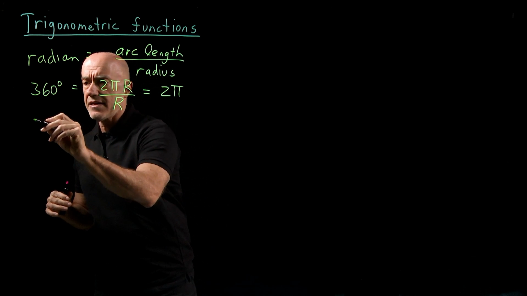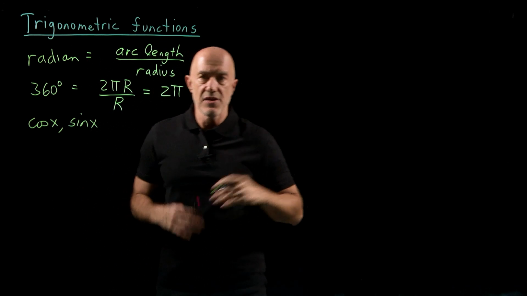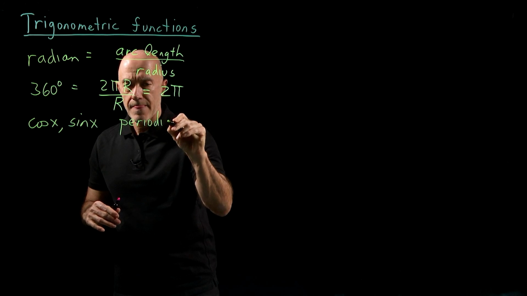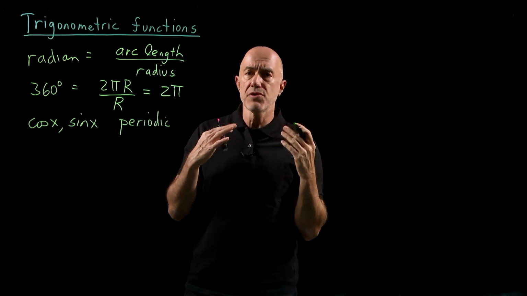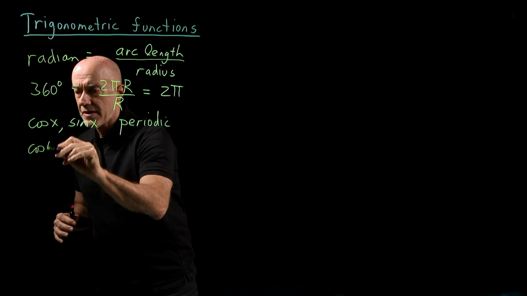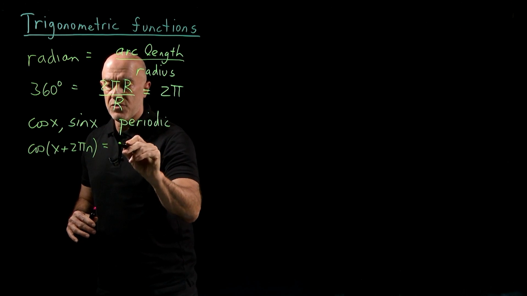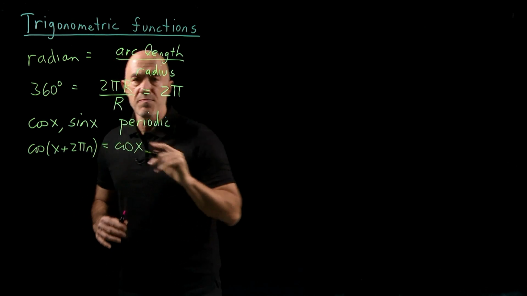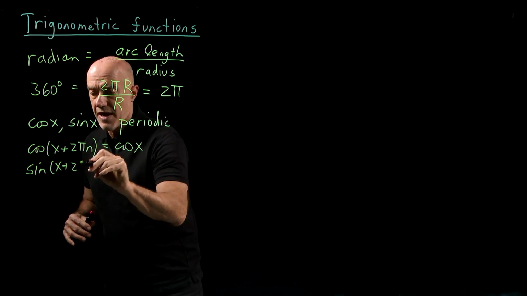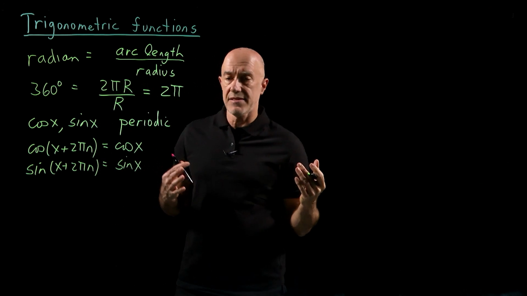So the cosine and the sine function are very useful to engineers and scientists because they're periodic, right? They're the prototypical function that repeats itself. So we know that cosine of x plus 2 pi n, where n is an integer, is equal to cosine x. It's periodic with period 2 pi. And sine of x plus 2 pi n is equal to sine x, as long as n is an integer.